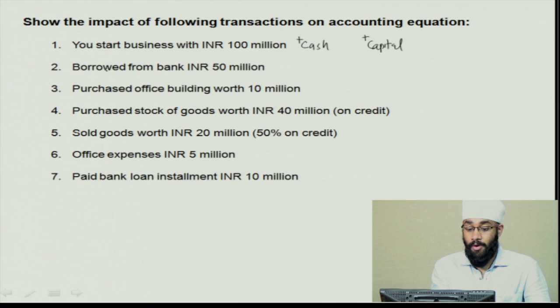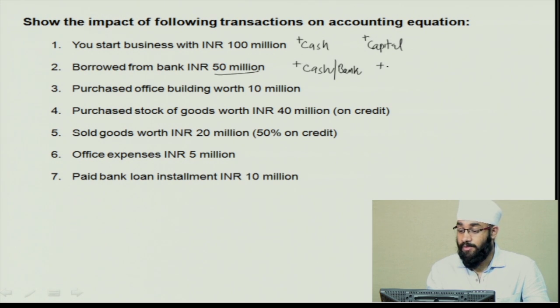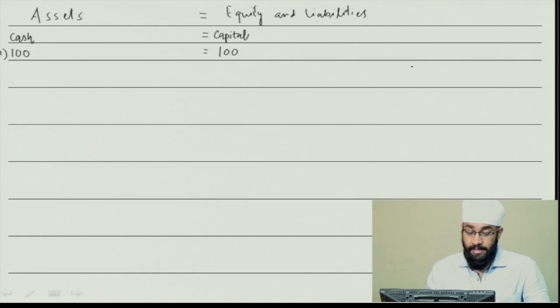Transaction 2, borrowed from bank 50 million. Now when you borrow in cash, you have cash going up, or you could also argue that the amount is credited to the bank account, and you should have bank account going up, and in turn you will have a loan which the business will need to repay. So basically this means that your cash goes up.